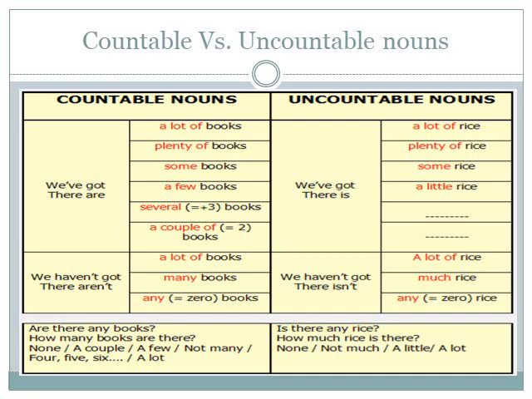If we go now to negative expressions, we haven't got or there aren't a lot of books, a lot of rice. Now, if we are using many for countable nouns, we will use much for uncountable nouns. We haven't got many books. We haven't got much rice. Any is also used for negative expressions, which means zero. Any books, any rice. These expressions can also be used in questions. For example, are there any books? How many books are there? Or is there any rice? How much rice is there?